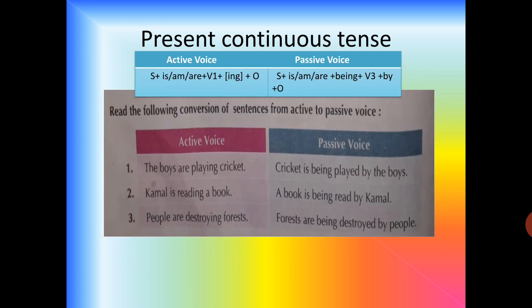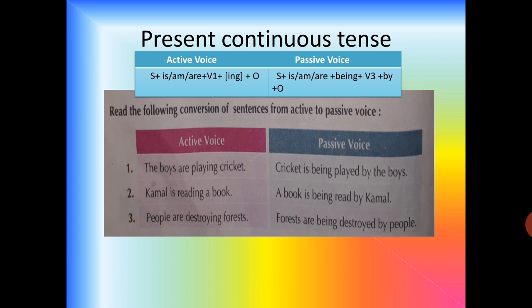Now let's see the next tense, that is present continuous tense. How will you recognize a present continuous tense when it is in active voice? Yes, subject plus is, am, are plus verb ki first form with ing, like the boys are playing cricket or Kamal is reading a book and so on. They are present continuous tense in active voice. But when we change it into passive voice, the same structure as earlier, but one more word is added after is, am, are, that is being. B-E-I-N-G, being. So after subject, is, am, are, as earlier we were using, plus being, then obviously the third form of the verb plus by preposition and then the object.